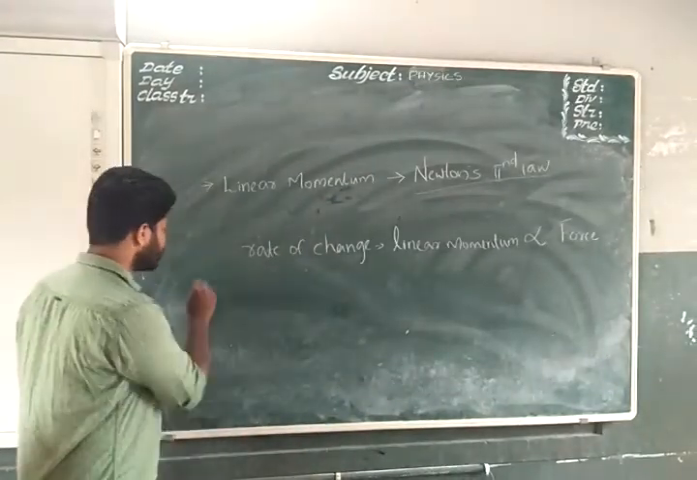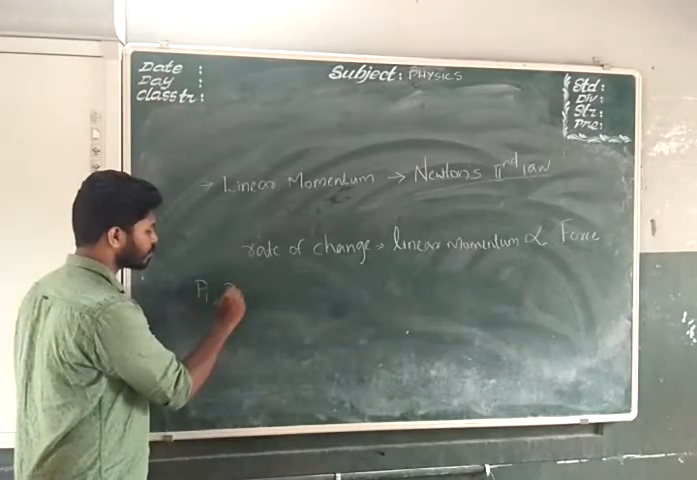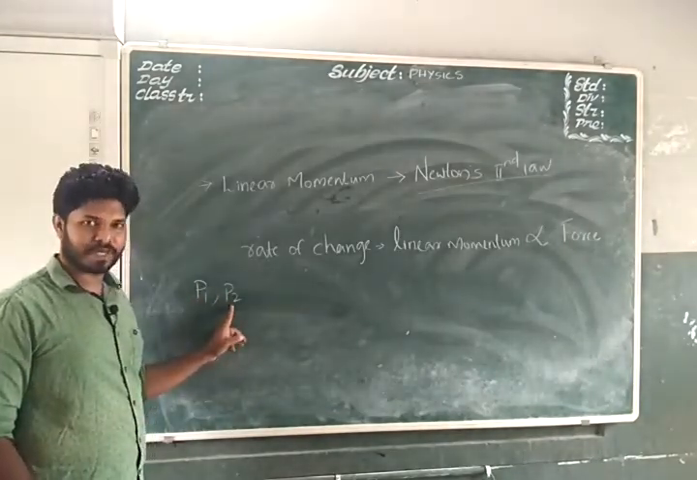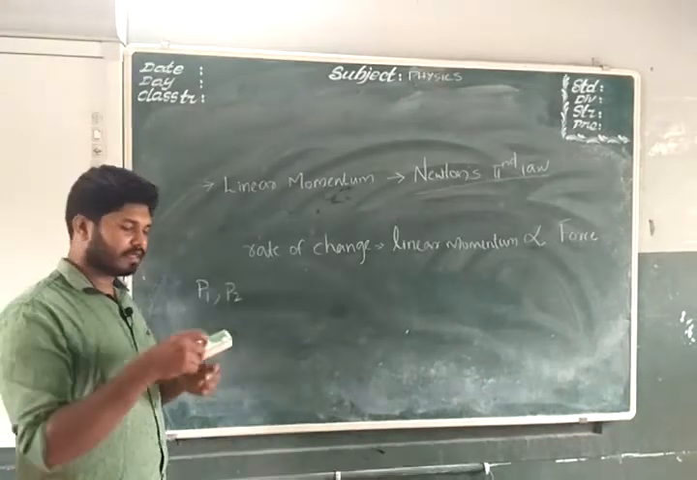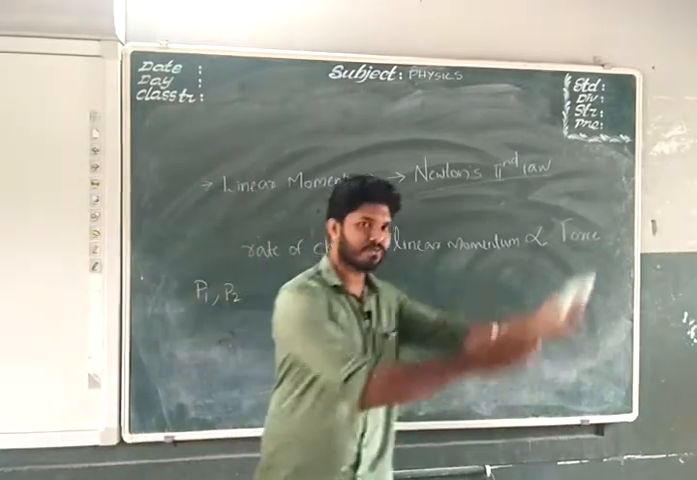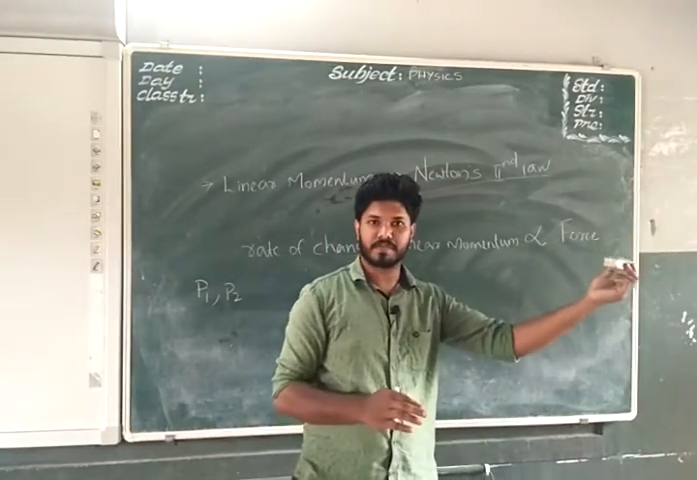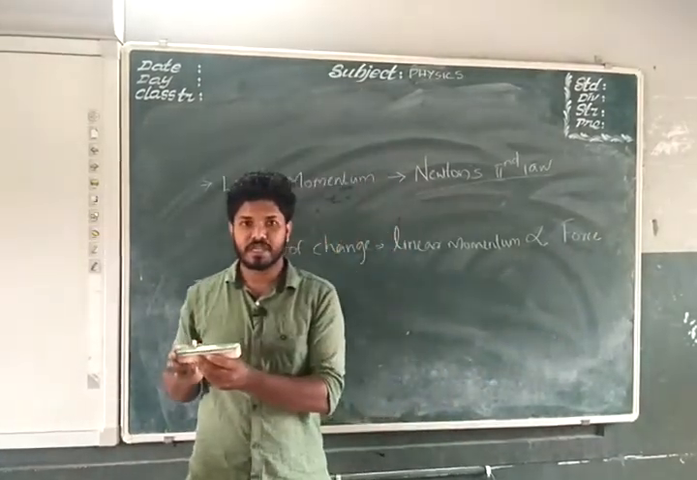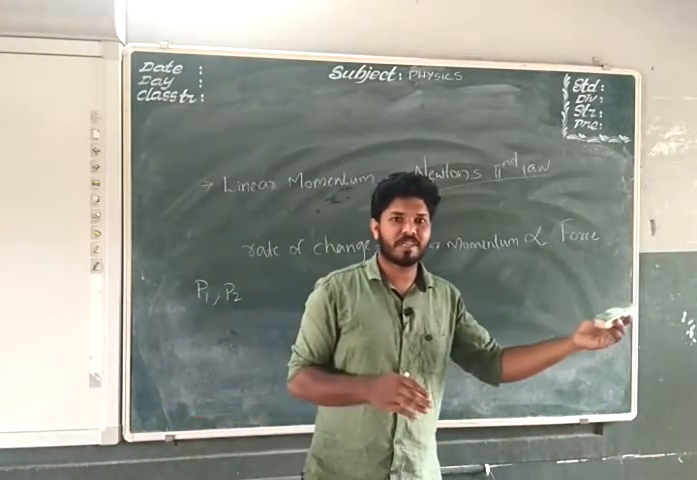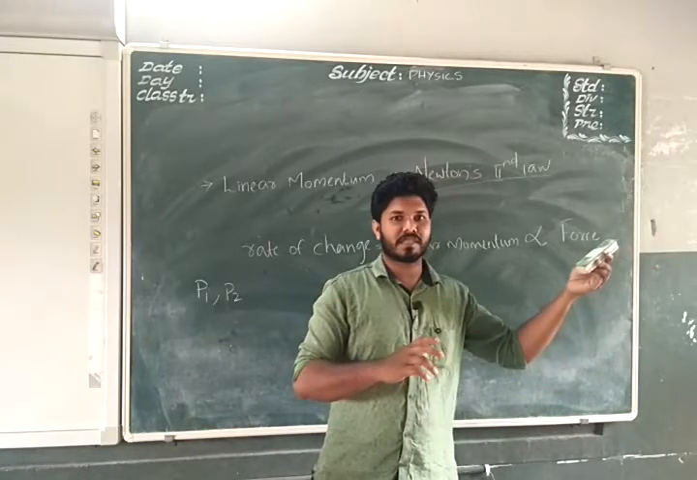If there are linear momenta p1 and p2, the initial linear momentum and final linear momentum of an object. For example, take this duster itself. It's initially moving with 5 meter per second. After applying some more force, it is moving with 10 meter per second. And what happens? Its initial linear momentum is 5 kilogram meter per second and the final linear momentum will be 10 kilogram meter per second.